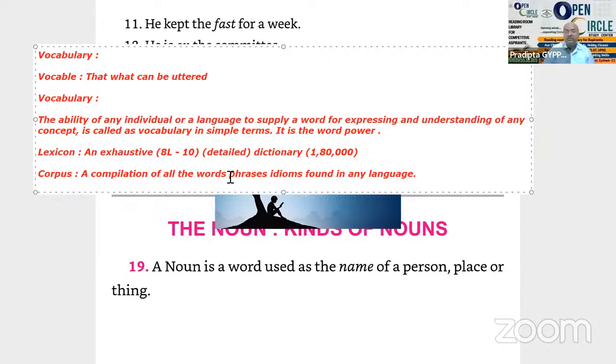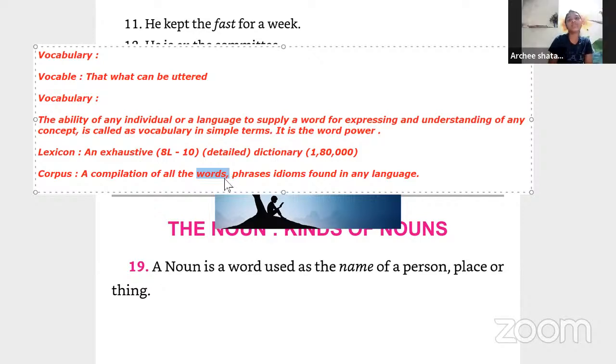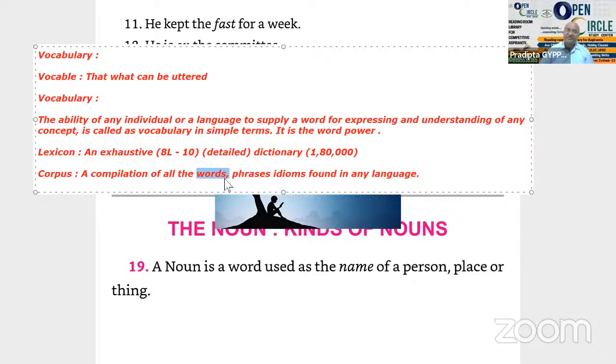Now, who can tell me what do you mean by word? What's the meaning of the word word? Word का मतलब क्या है? So can I say in Hindi? Yes, no problem. Sir, शब्द. मतलब क्या है शब्द का? The group of different letters which make a meaning.